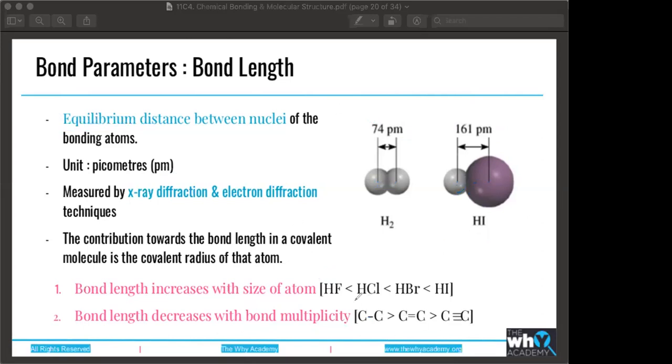Clear about everything about bond length? Got it, ma'am. Yeah.